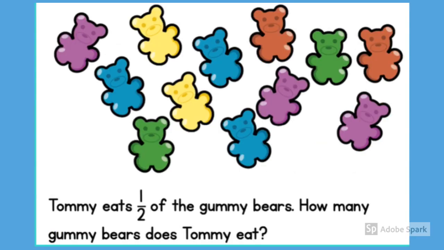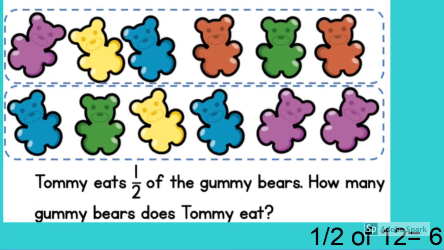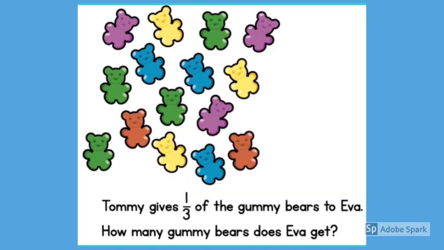Tommy eats half of the gummy bears. How many gummy bears does Tommy eat? What do you think we can do with the gummy bears? Yes, that's right. If we put the gummy bears into two equal groups, we know that Tommy eats one of the equal groups. Therefore, half of 12 is 6.